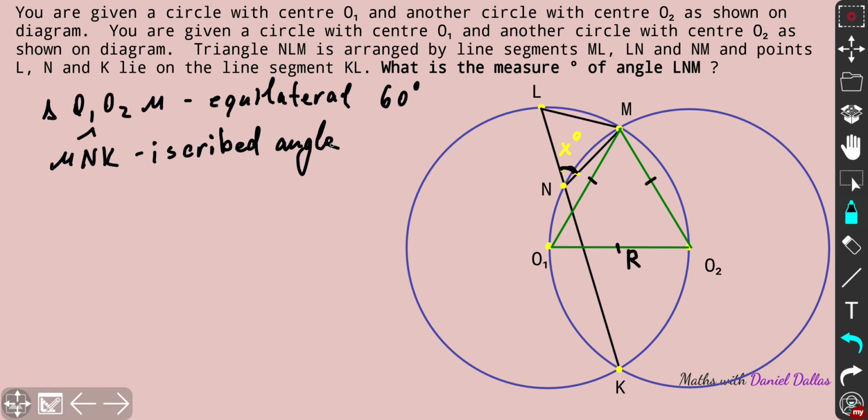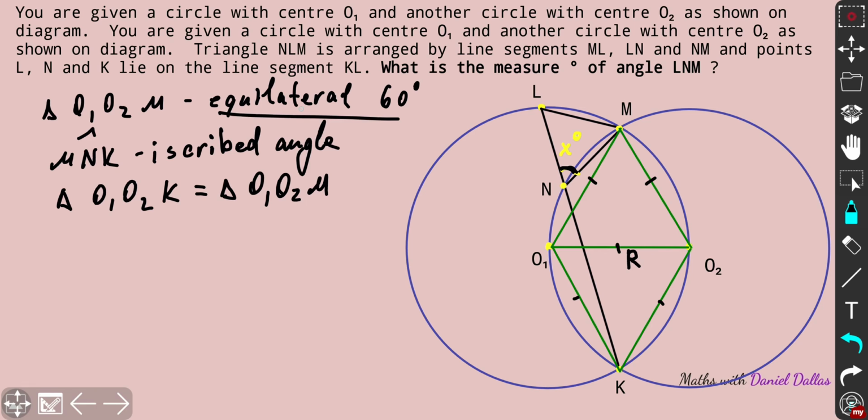So ideally, if you find another inscribed angle, let's arrange another part of the triangle that we considered before. Obviously, this triangle has the same radii, okay? And that means triangle O1, O2, and K is equivalent to the triangle O1, O2, and M. And it means it is also equilateral with 60 degree angles. So you know that this angle is 60. So this angle is 60.